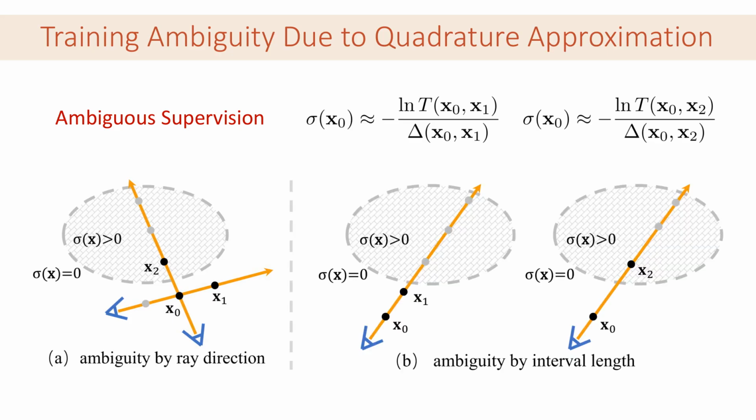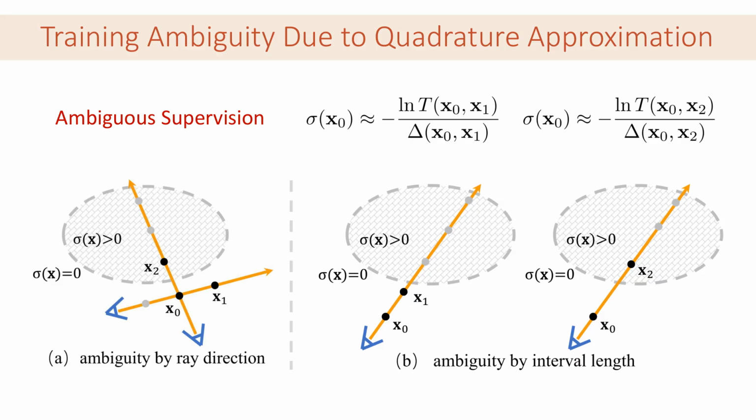In the second example, two segments with the same starting point, but different lengths are sampled across different batches along the same direction. Similar to the first example, segment x0, x1 tends to push the density at x0 towards 0, while segment x0, x2 encourages a prediction greater than 0. This results in ambiguous supervision.